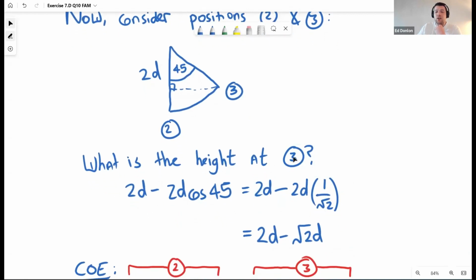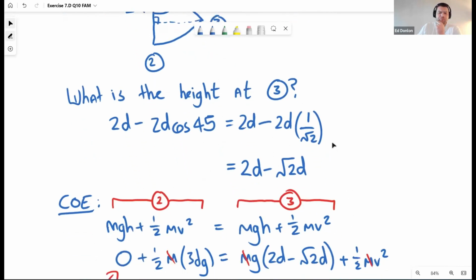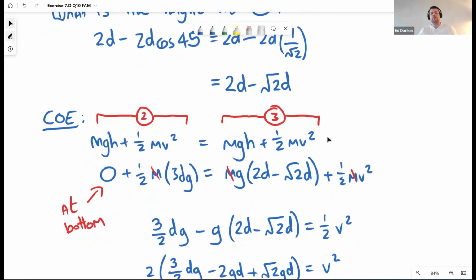So the height of this, the position 3, is going to be 2d minus root 2 d. Okay, we go straight into our conservation of energy again.